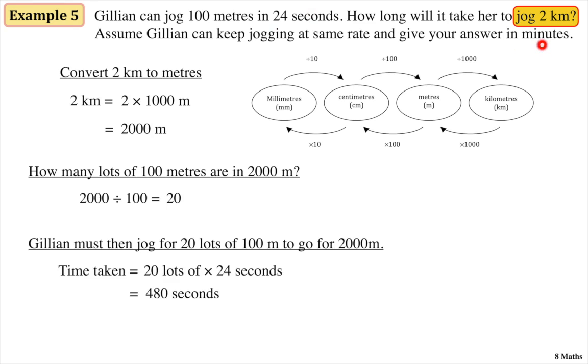Now the question did say to give the answer in minutes. Now we haven't talked about this, but you would be well aware that 1 minute equals 60 seconds. So if I want to go from seconds to minutes, I'm going to have to divide by 60 because there are 60 seconds in a minute. 480 divided by 60, I do that on the calculator, and that means it takes her 8 minutes to jog her 2 kilometres.